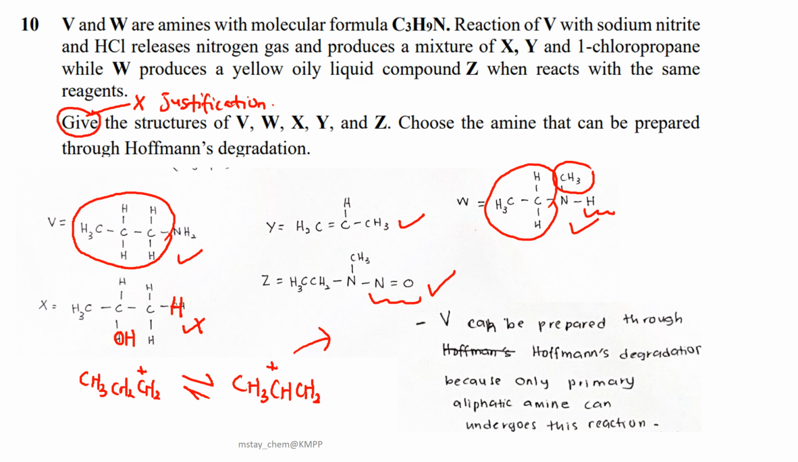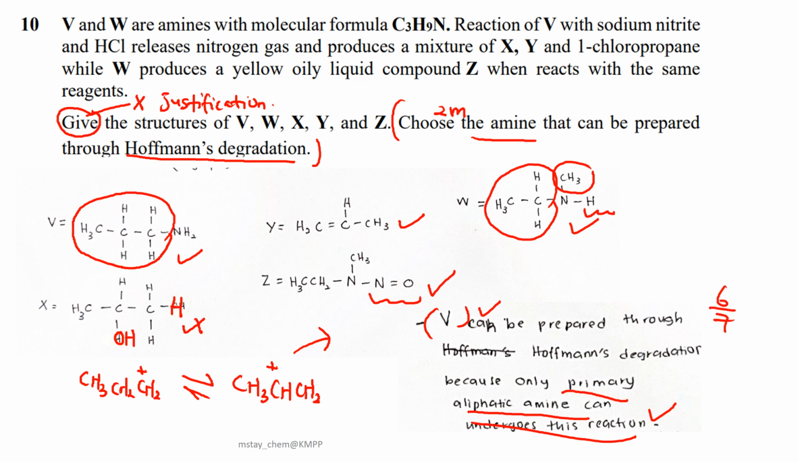Okay, next part. Choose the amine that can be prepared through Hofmann degradation. So this question is 7 marks. We already have 5 structures, which means that for this part, they will provide us 2 marks. If 2 marks, they won't give you 2 marks just for choosing one compound. That means you need to give the reason. So V can be prepared through Hofmann degradation, so V gets 1 mark. Because only primary aliphatic amine can undergo this reaction, this one will give you another 1 mark. So this question is 6/7.